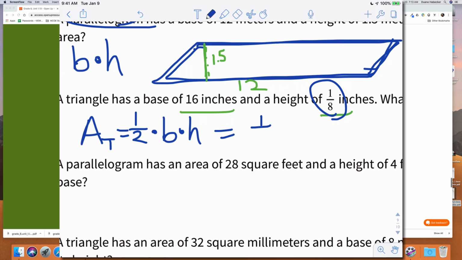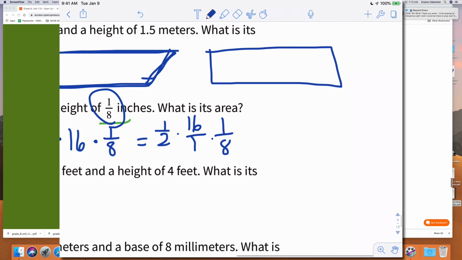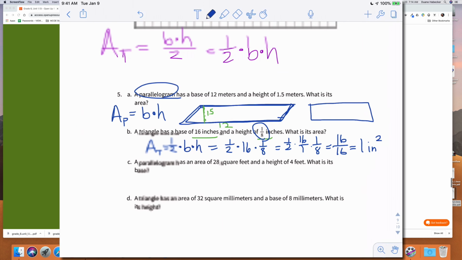So it's going to be 1/2 times 16 times 1/8. And we're going to do the math, and that's basically the same thing as 1/2 times 16 over 1 times 1/8. And look at that. Oh my goodness. We end up with 16 over 16, which is 1. So the area of that triangle is 1 square inch. That's kind of cool.